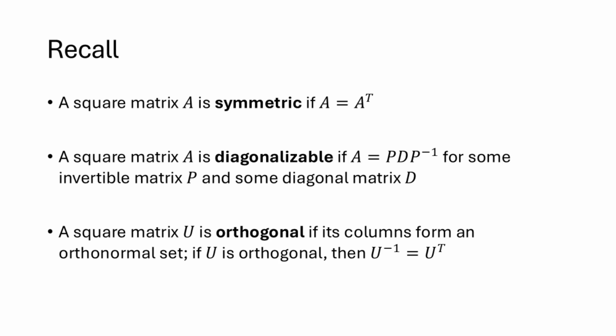Let's recall some definitions from our earlier lectures. A square matrix A is symmetric if it's equal to its transpose. A square matrix A is diagonalizable if we can write it as A equals P times D times P inverse for some invertible matrix P and some diagonal matrix D. A square matrix U is orthogonal if its columns form an orthonormal set, and if U is an orthogonal matrix, then U inverse is equal to U transpose.